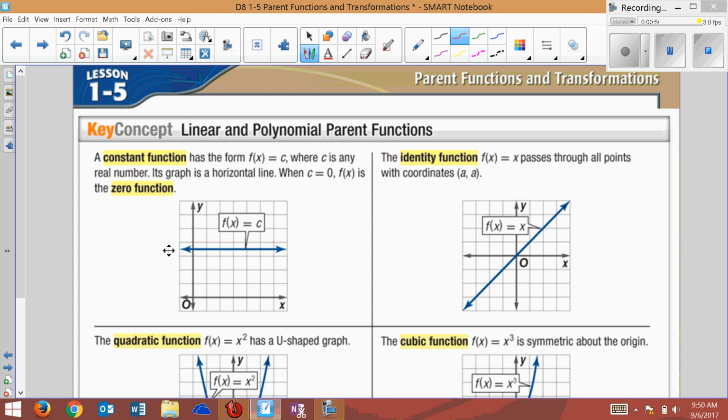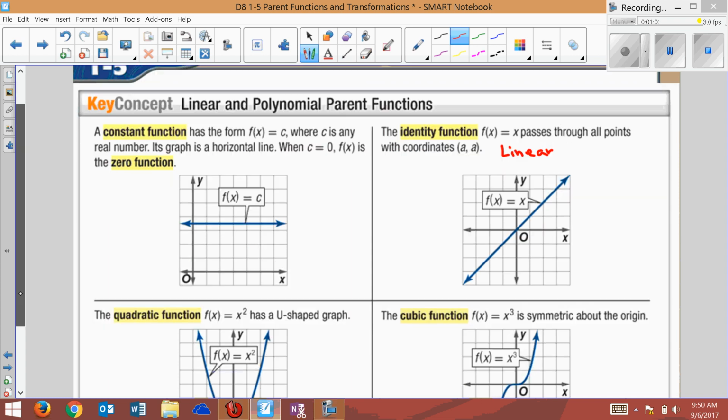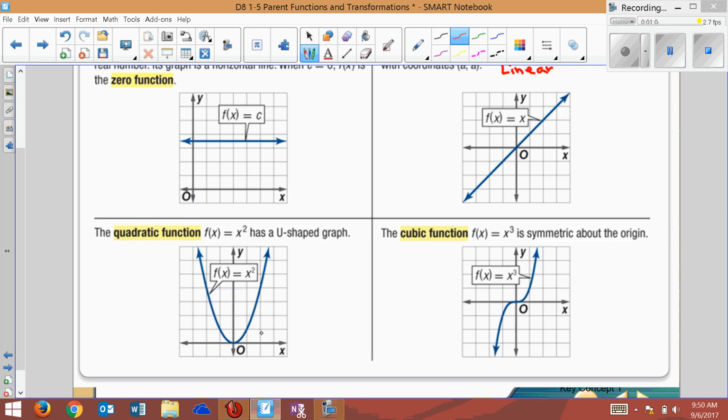First, a constant function, that is something that is flat. It'll be y equals some number or f of x equals some number. The identity function is also known as linear. Okay, I'm going to go through these kind of quickly, so if you need to pause the video, you can. The quadratic function is here. We also think of this as being a parabola. And finally, a cubic function is an S-curve.